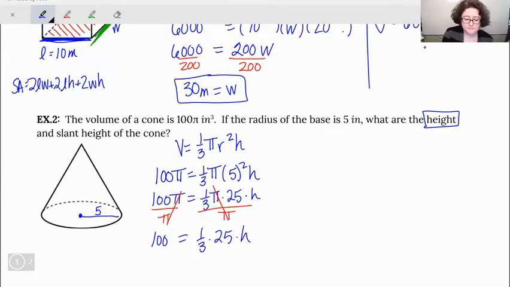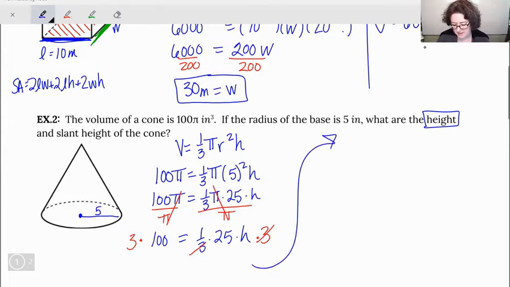How can we get rid of it? Well, let's just multiply both sides by 3. So multiply this side by 3 and multiply this side by 3. That will cancel out our denominator for us. And then let's simplify out what we have. I'm running out of room, so I'm going to go up to the next line.